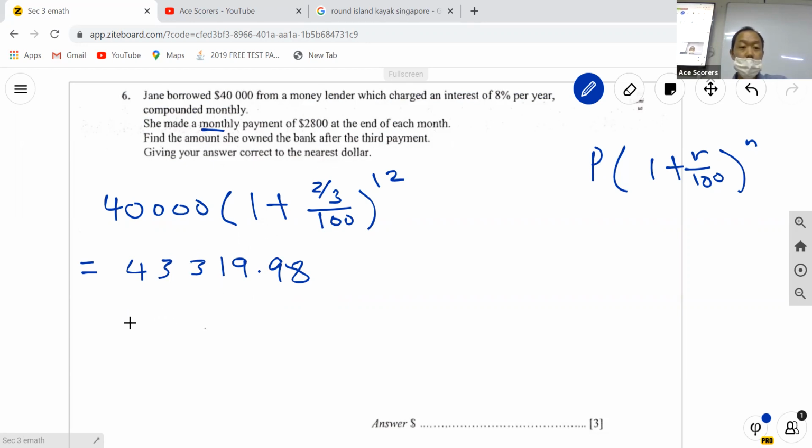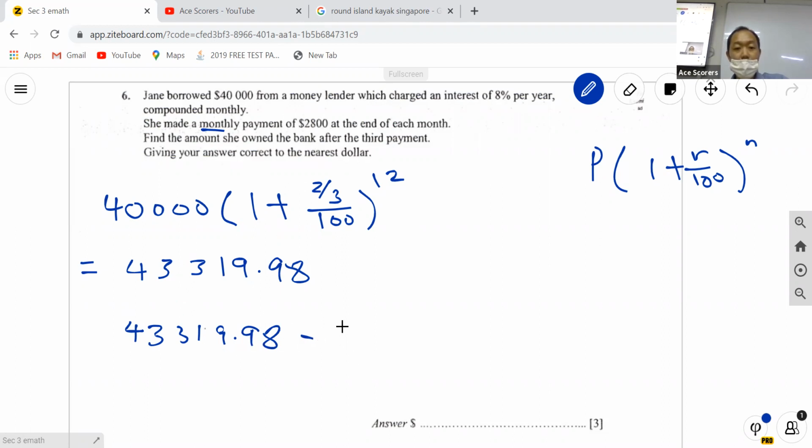So 40,000 borrowed, 4,000 payback, extra 3,000. That's banks for you. Only they can do that. If an illegal money lender does that, it's called illegal. But if the bank does that, it's called a bank. They charge you more. But it's illegal.